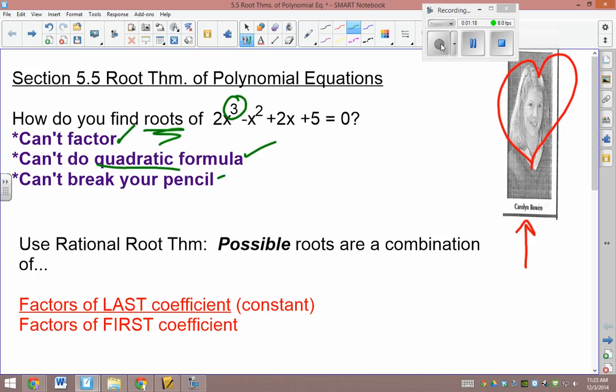And then, of course, you can guess who put this on there. Kendrow says you can't break your pencil. That's not going to solve your polynomial for you either.